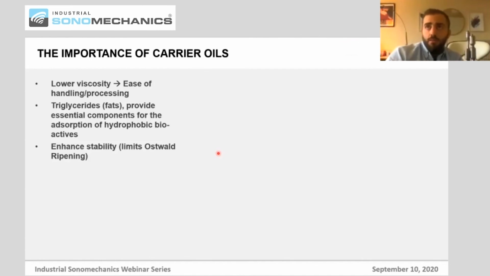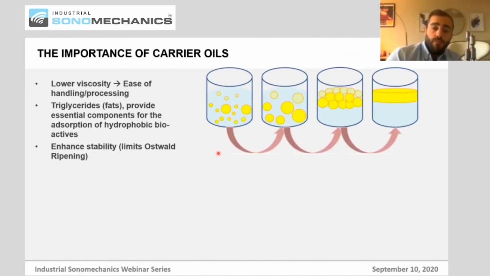And lastly, among other items, carrier oils can help limit what's called Ostwald ripening, which is the primary destabilization mode for nanoemulsions. And it's a process in which small droplets in a nanoemulsion dissolve and deposit onto larger droplets, which then have enough buoyant forces to rise, flocculate, and eventually cream and coalesce. So it's clear that carrier oils are important, they're essential.